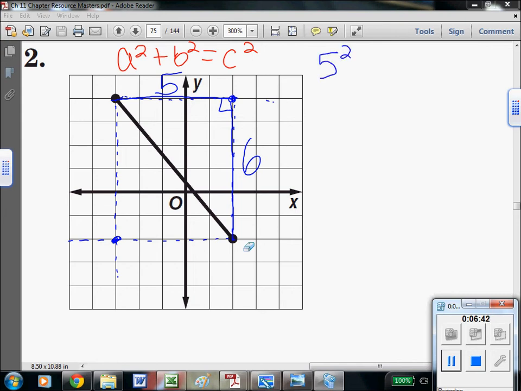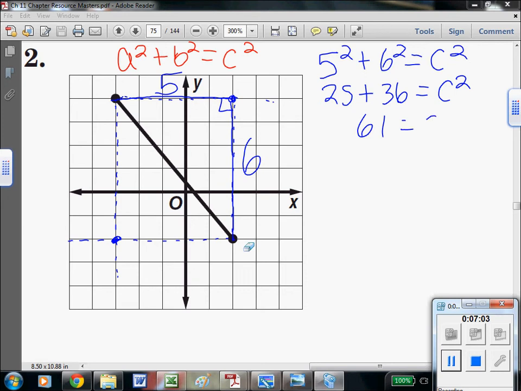So now it's time to use the Pythagorean theorem. 5 squared plus 6 squared equals c squared. 5 squared is 25. 6 squared is 36. C squared is just c squared. Add those together. We get 41, 61. Oh no, I can't count, excuse me. Glad I thought that over again, that was going to be embarrassing. So 61 is c squared.